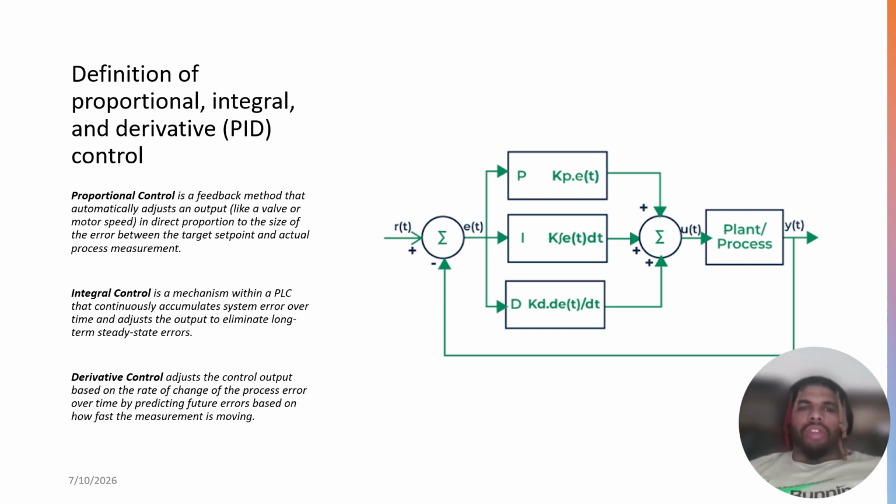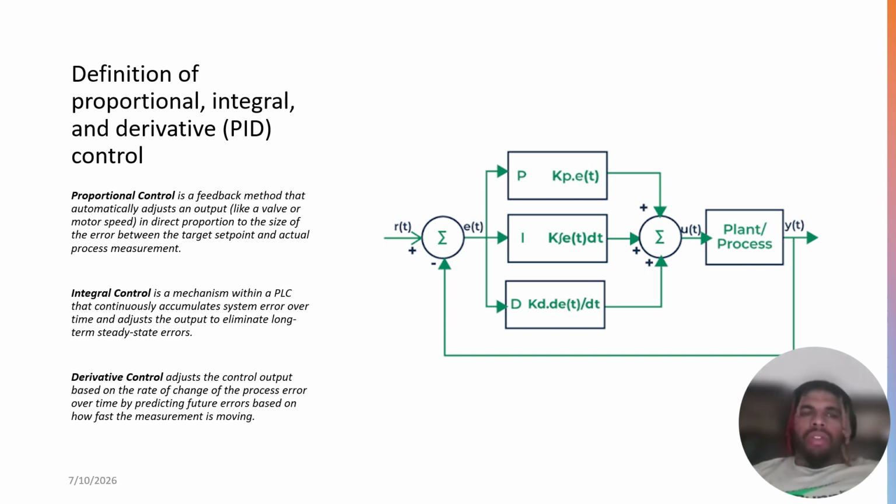Proportional control is a feedback method that automatically adjusts an output, like a valve or motor speed, in direct proportion to the size of the error between the target set point and actual process measurement.